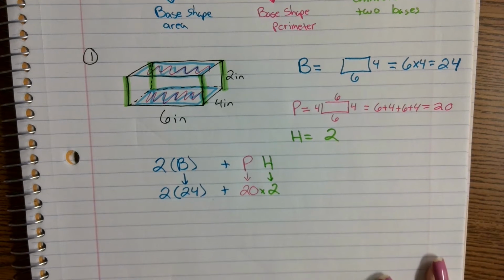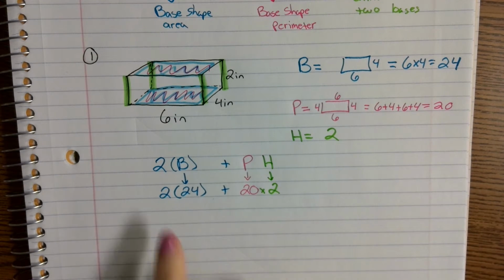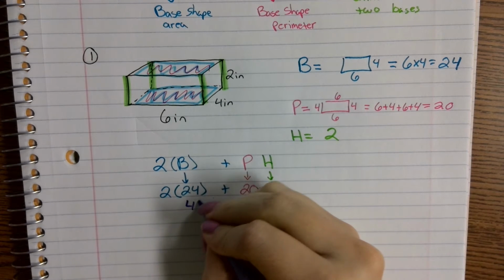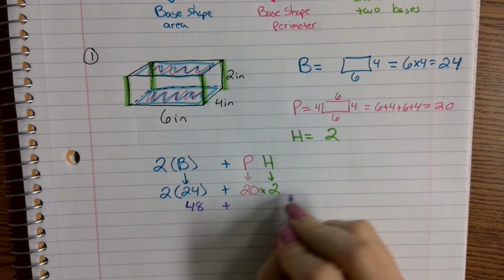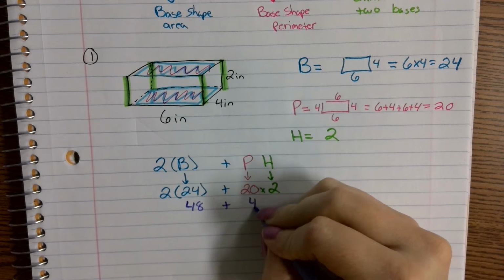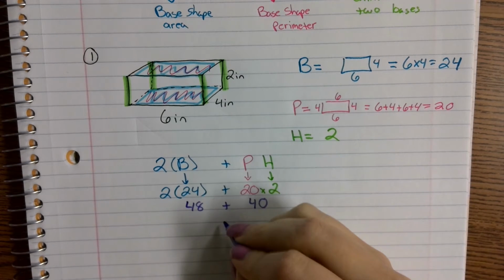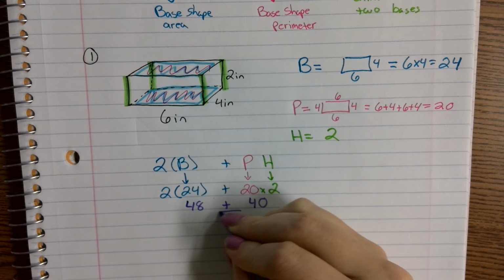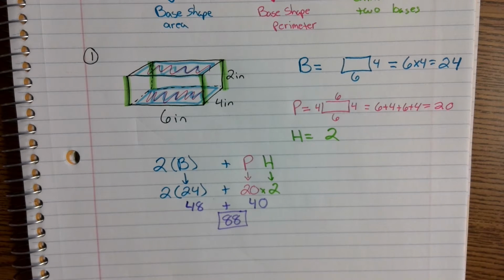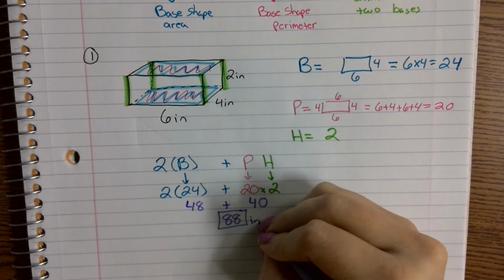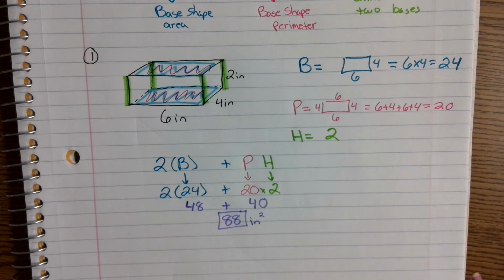So follow the order of operations for solving. 2 times 24 is what? 48. 20 times 2 is 40. Add that together and we get 88. Okay, and that's, oh, sorry, inches squared. 88 inches squared.